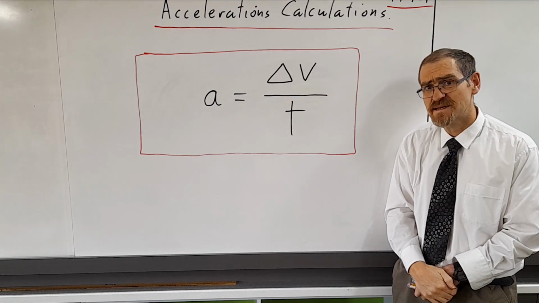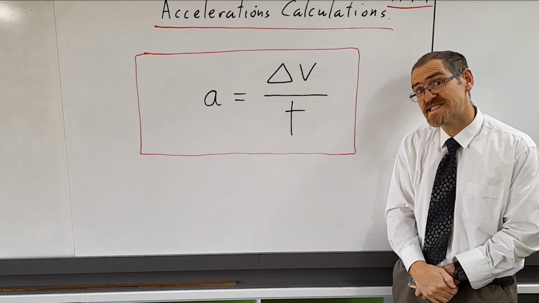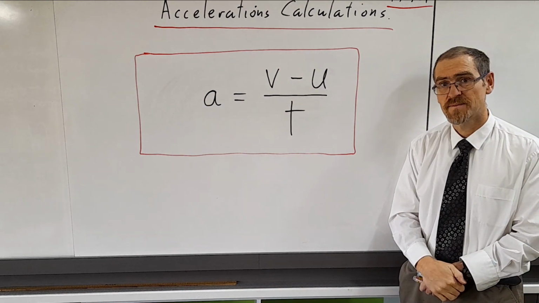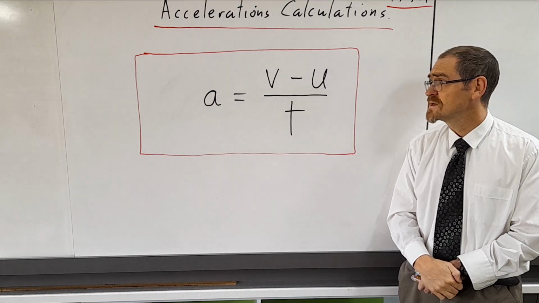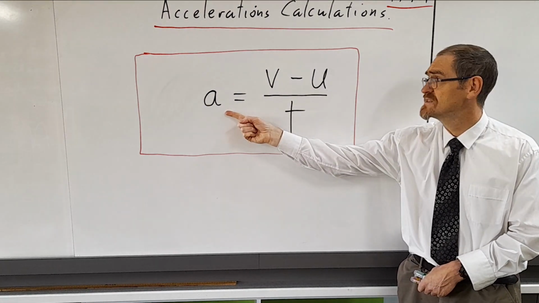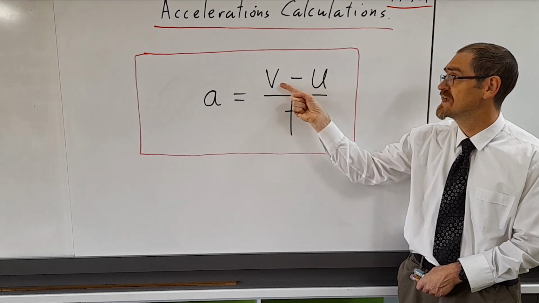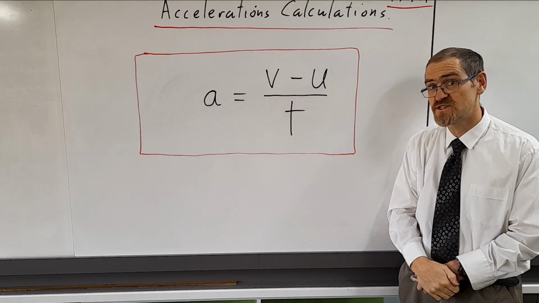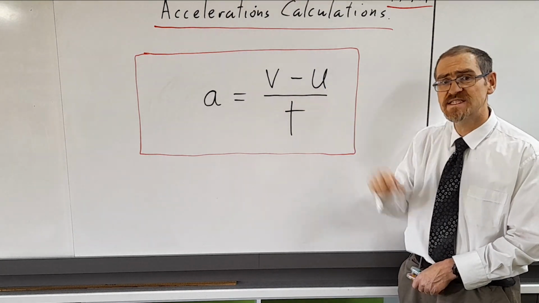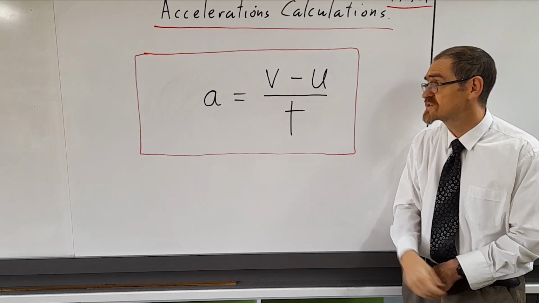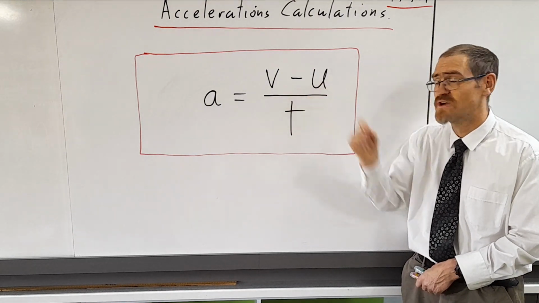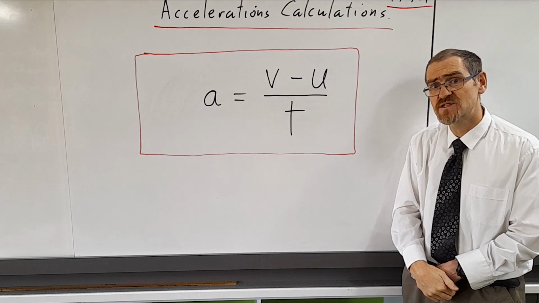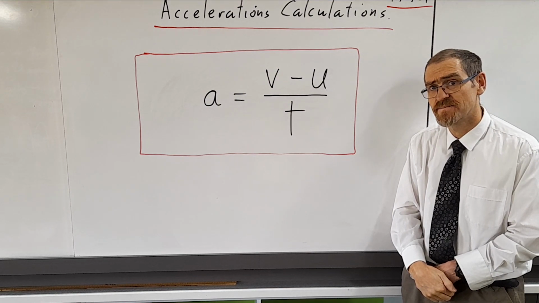This equation takes many different forms. Here's another form of this equation. In this version of the equation, we say a, acceleration, equals change in velocity, where v is the final velocity in the story that we've just learnt. u is the initial velocity in the story that we've learnt. So it's the difference between them. Final subtract initial. And t is the time that it took for the change to occur.